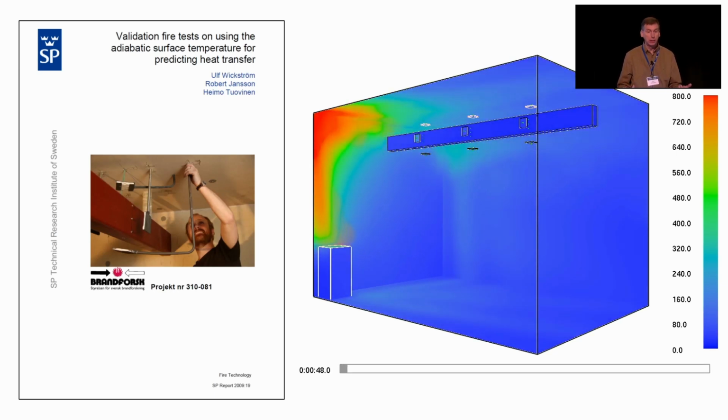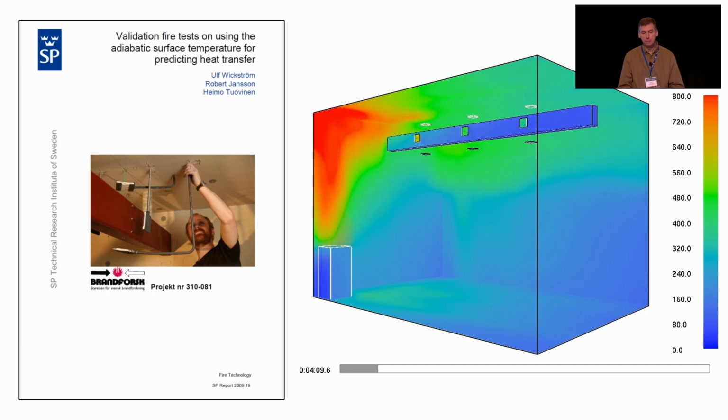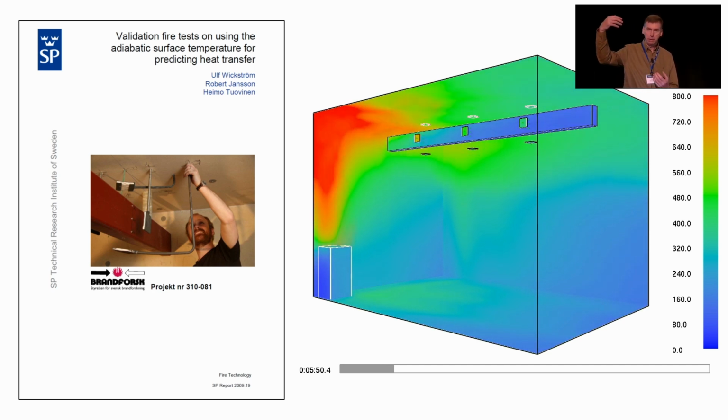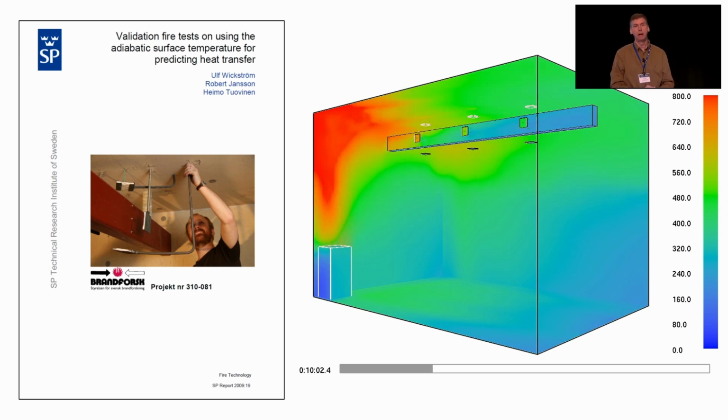Here's a more practical example where we have a steel structural member in a compartment. These experiments were done in Sweden at SP probably 10 years ago. And now we can actually look at the beam heating up on one end, and we can consider now that some of that heat is not only going to penetrate in the perpendicular direction, but it's going to penetrate down the length of the beam.